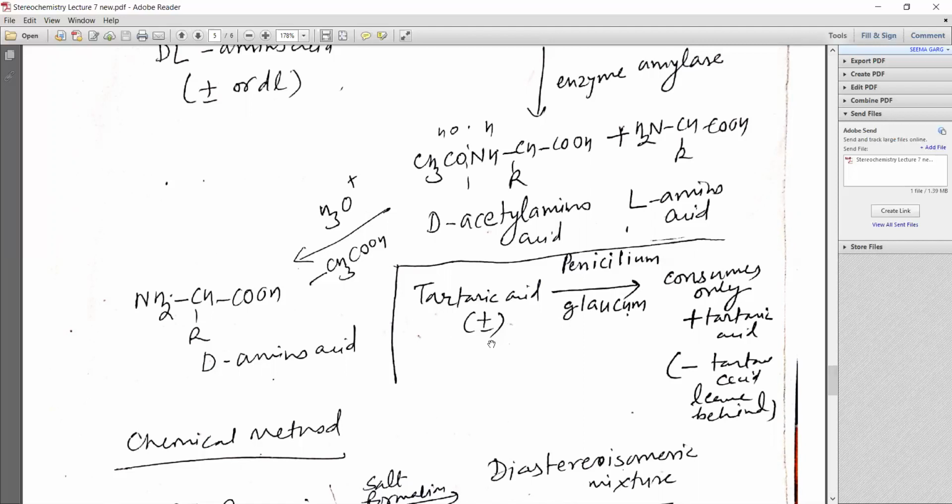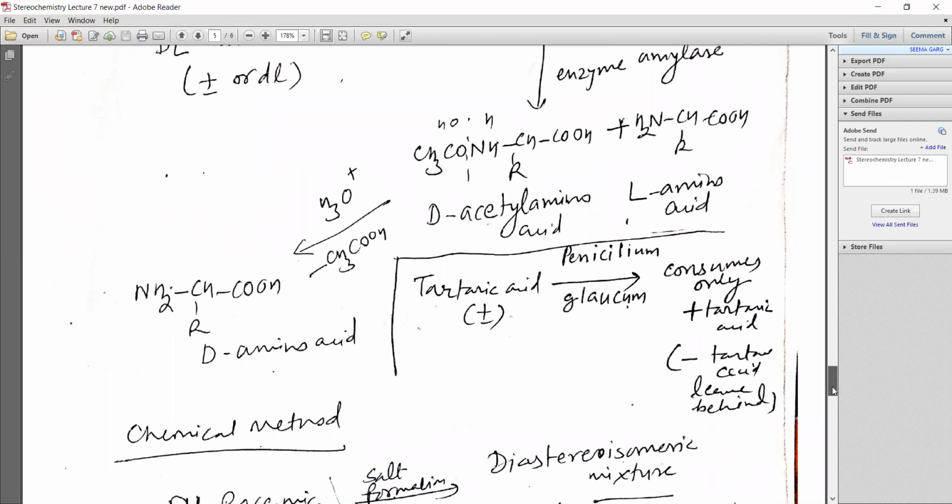Similarly, a tartaric acid racemic mixture is separated by Penicillium. Penicillium consumes only the dextrorotatory tartaric acid, and the levorotatory tartaric acid is left behind. So this is also a popular technique to separate a dextro-levo racemic mixture.